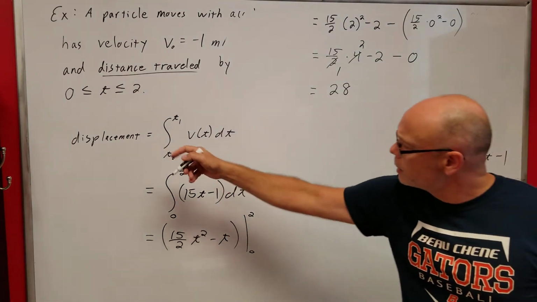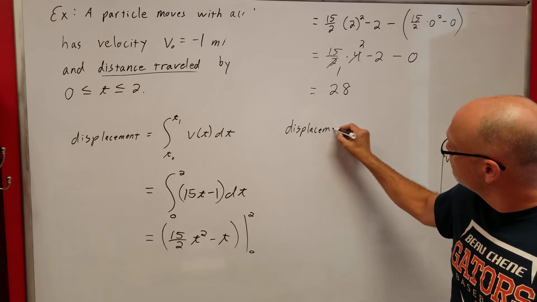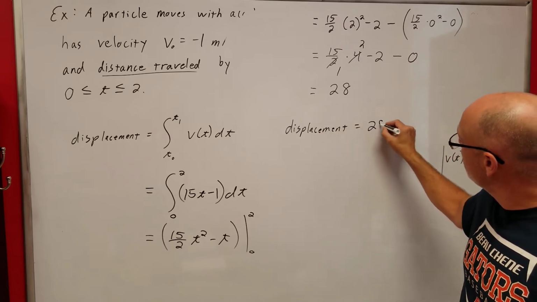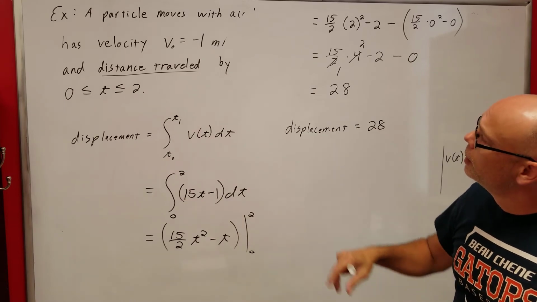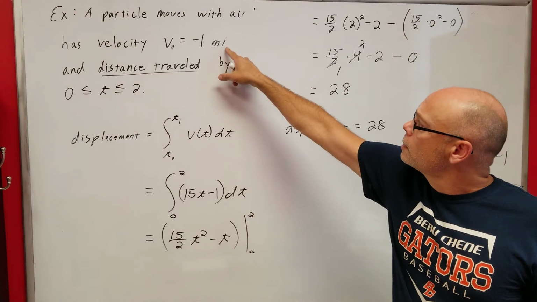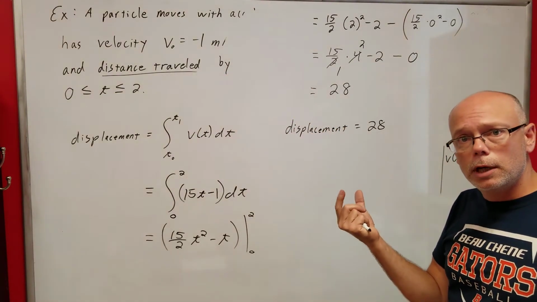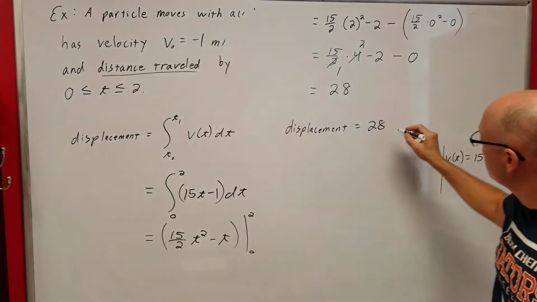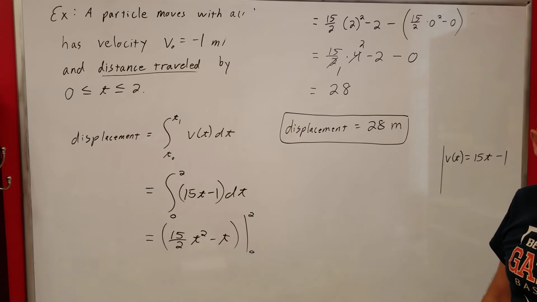So what am I going to say? I'm going to say my displacement is equal to 28 what though? Well, I erased what we had up here. But then we have meters and meters per second here. So what's the measurement of displacement? What are we going to measure displacement in? Meters. So my displacement is 28 meters.